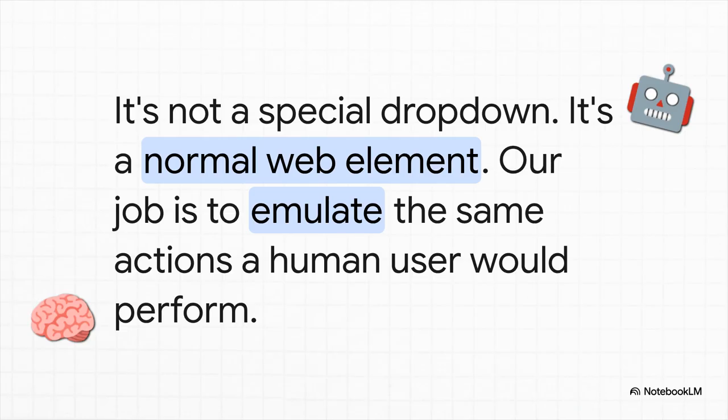So this means we have to throw out our old playbook. Seriously, we gotta change our entire mindset. We are not dealing with a special dropdown element anymore. We're dealing with a regular web element, and our job is to automate the exact same steps a human being would take. We need to click it, type in it, navigate, and then select.